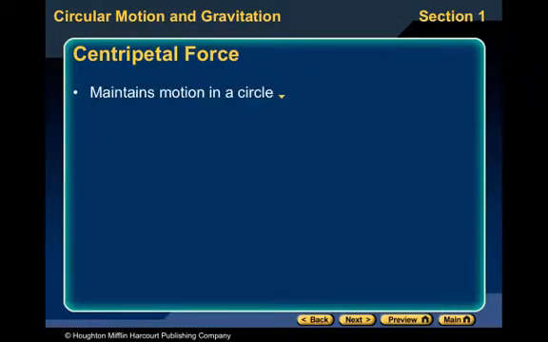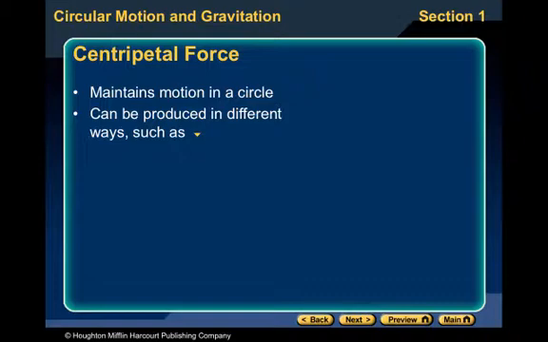So the centripetal force maintains the motion in a circle. It can be produced in different ways. Gravity can be the force that causes centripetal acceleration, as the Earth goes around the sun. A string, if you're swinging a ball around on a string, is giving that force towards the center. Friction, for a car going around a corner, the friction of the tires on the ground is what's giving the force to come around in a circular motion.